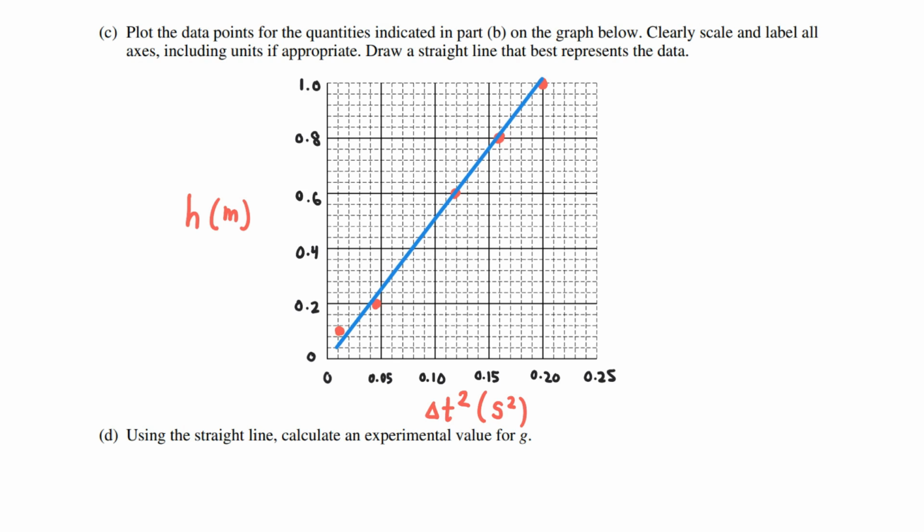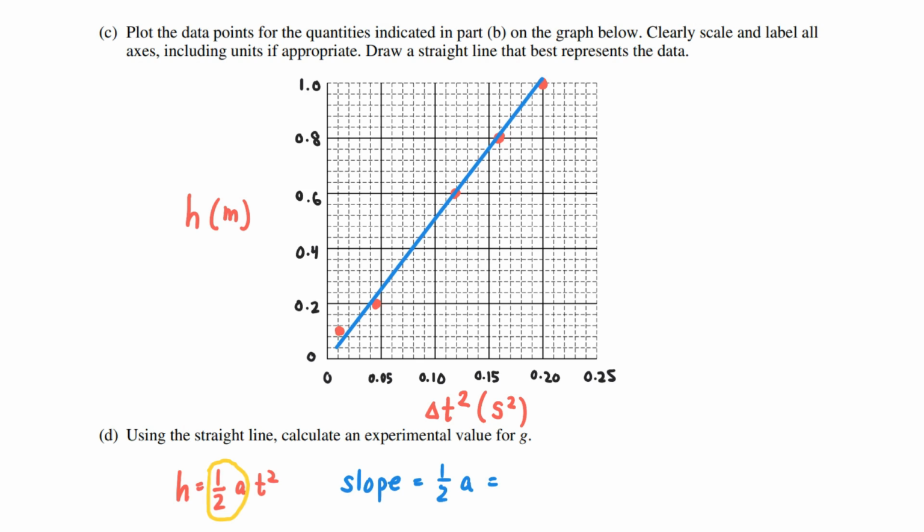use the straight line to calculate an experimental value for g. If you remember from our discussion earlier in the problem, the equation we've been using is h = 1/2 a t squared, and the portion of that equation that the slope is equal to is the 1/2 a, because we plotted h as a function of t squared. And if that's the case, then the slope of our graph should be equal to 1/2 a.